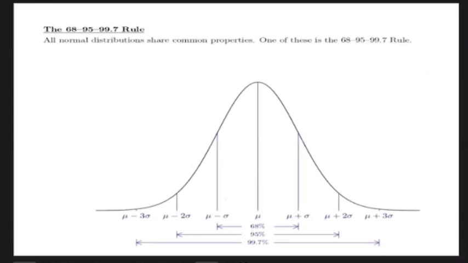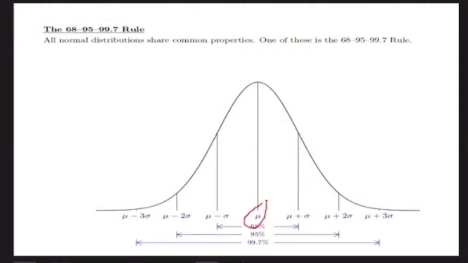the 68-95-99.7 empirical rule. Let me tell you this. In a statistical analysis, we have identified the center to be this. I don't know why we cannot be on the same spot in whatever we do in life. Some are going to be away from the center, some to the right, some to the left.